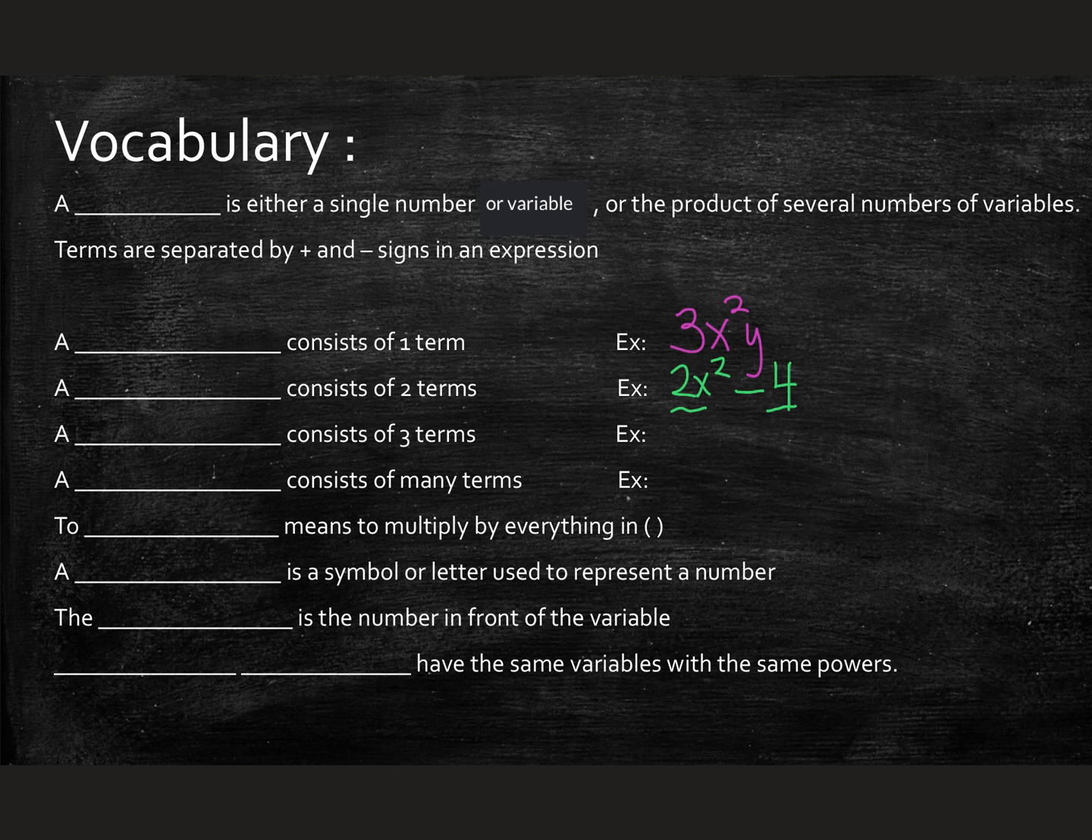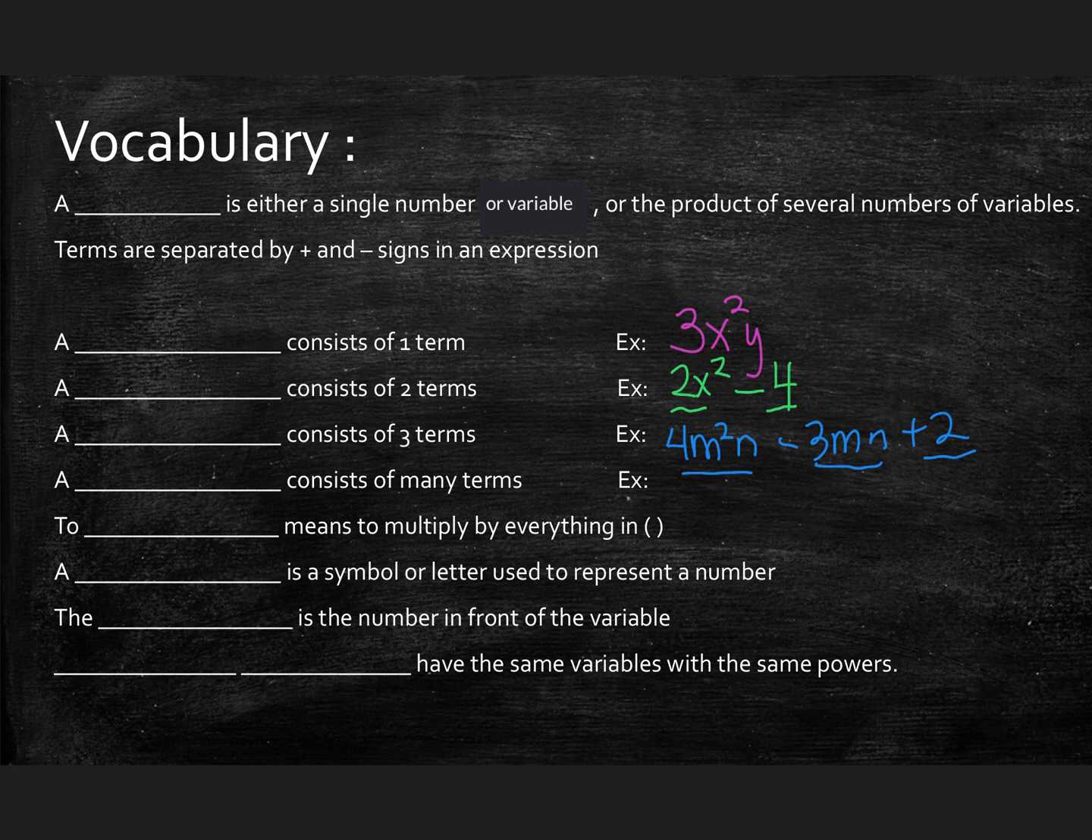3 terms is what we call a trinomial. So an example of a trinomial would be this: 4m squared n minus 3mn plus 2. Again, we have 3 terms, 1, 2, 3, so it is a trinomial.